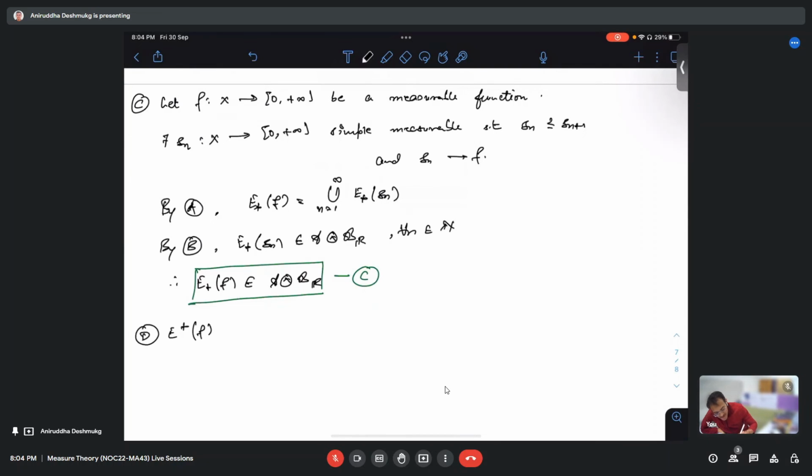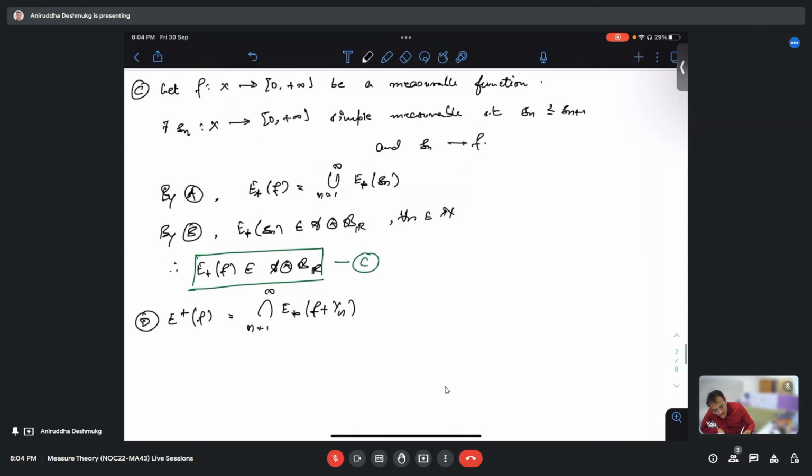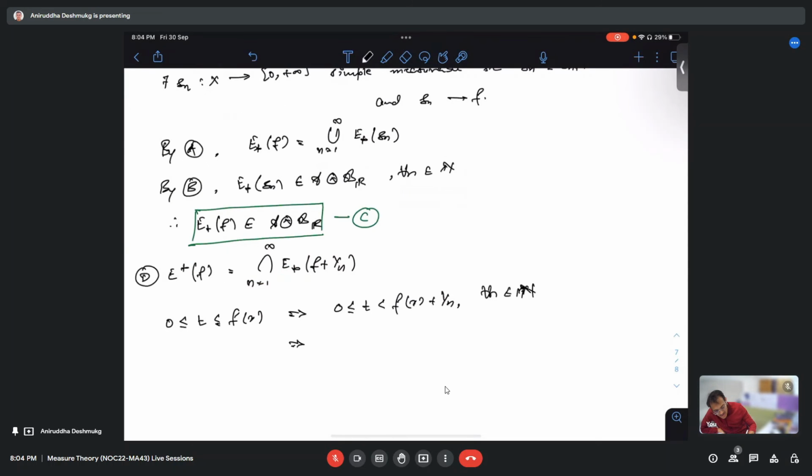So E upper star f, one can write it as the intersection over n from 1 to infinity of E lower star of f plus 1 by n. And why is that so? It is easy to check. So if 0 is less than or equal to t is less than or equal to f of x, this automatically implies t is strictly less than f of x plus 1 by n for every n, which means E upper star f is contained inside this intersection.